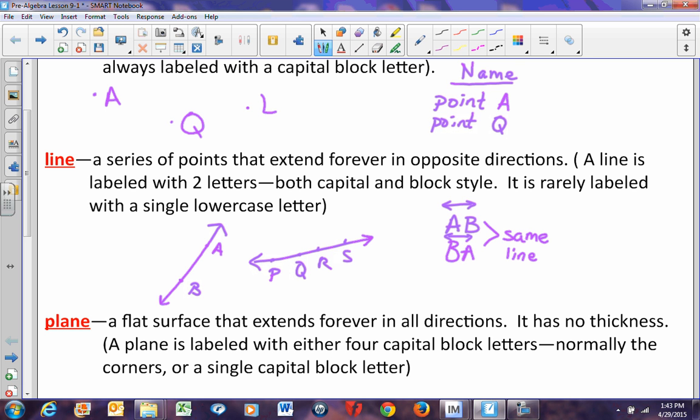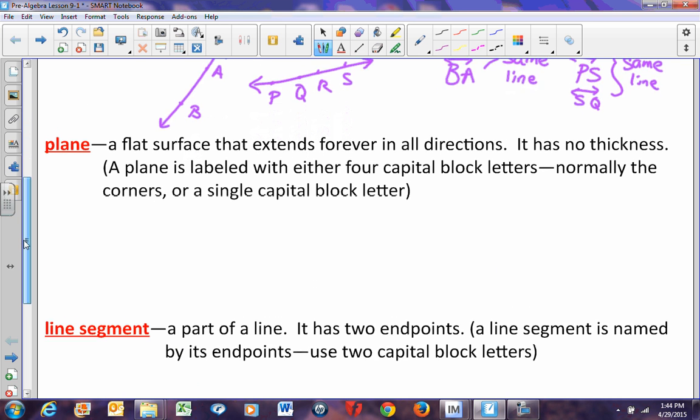In my second picture here, I can use any two points and they're naming the exact same line. I could use P and Q, and that's the same as P and S, which is also the same as S and Q. All of these name the same line because it goes forever in two different directions. So if I start at P and go forever to the right, and I'm going from Q and going forever to the left, it's going to overlap those other points as well.